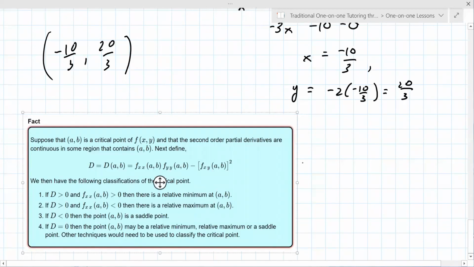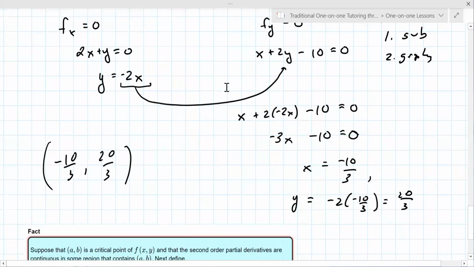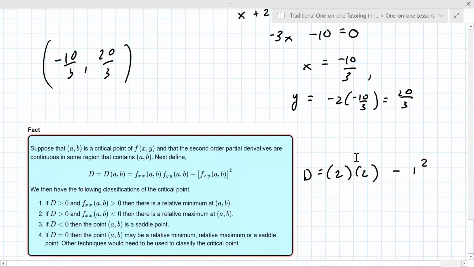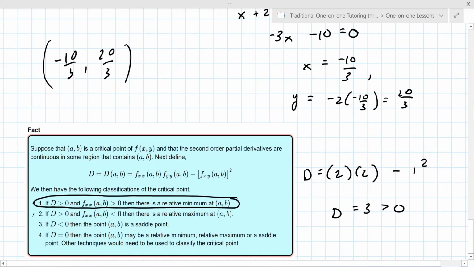So it ends up being that D equals 2 times 2 minus 1 squared. Just double check that. Yeah. So this D is equal to 3, which is greater than 0. So it's either this one or this one. So you have to then look at fxx. Fxx is the first one. It's greater than 0. So this one is a relative min. So it's 2 steps. You have to find D, that's step 1, and then maybe this other thing. So this right here is a relative min.